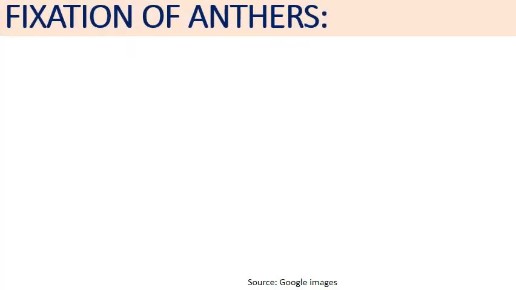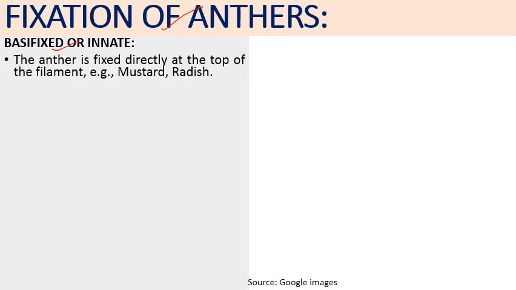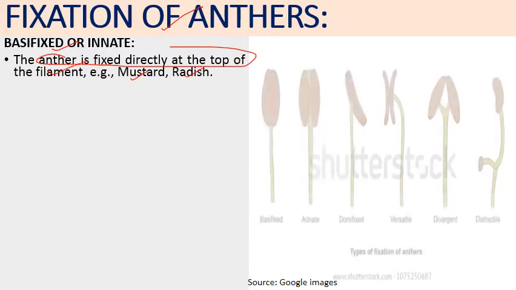Next comes fixation of anthers to the filament. So जो fixation होती है anther की filament से ये vary करती है. It shows variation and we use certain terms for them. The first one is basifixed or innate condition. In this condition, as the name indicates, the filament is present at the base of anthers, and we can say the anther is fixed directly at the top of filament. जो filament है उसके top में present होता है anther, and this type of condition is found in case of mustard and radish flower.